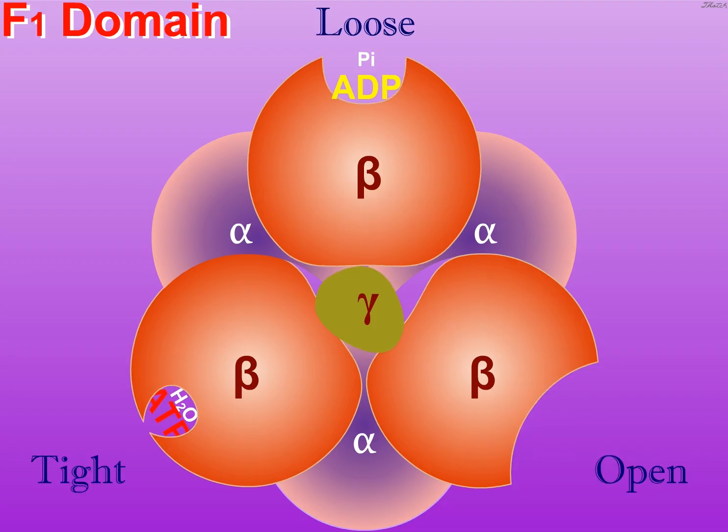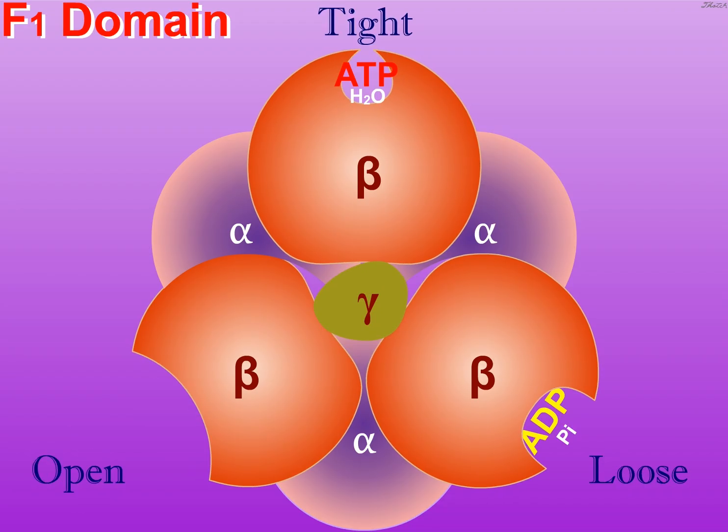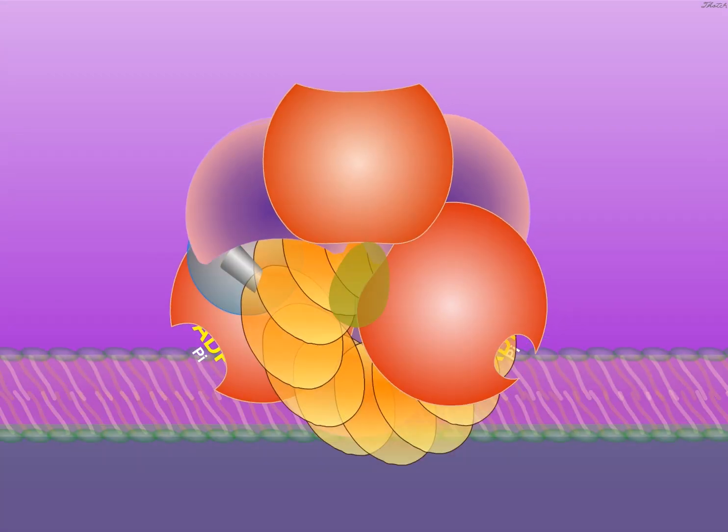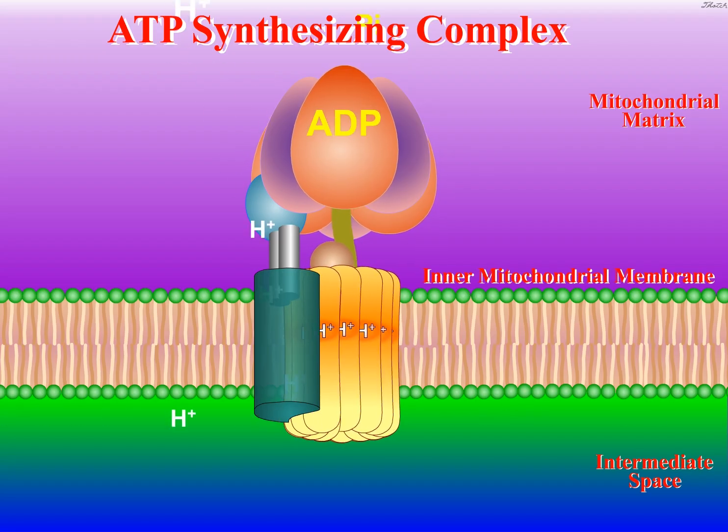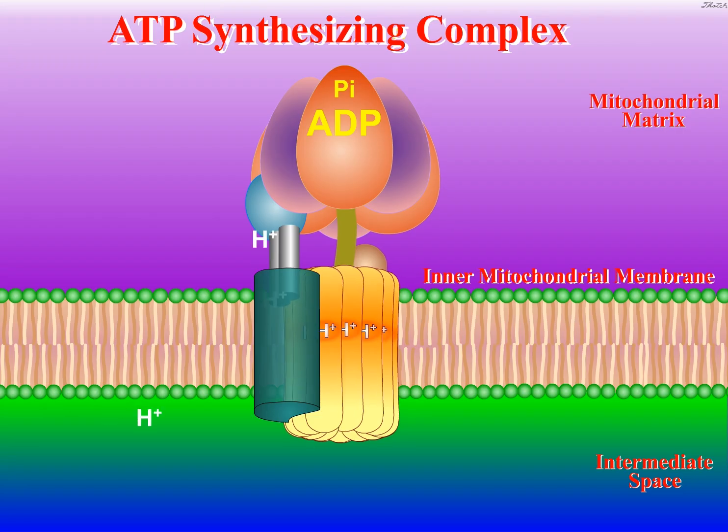Gamma acts as a rotor. As it turns with the turbine, it induces conformational shifts of the beta subunit. As gamma turns, the F1 domain pumps out ATP. Thus, metabolic energy from the hydrogen current is transferred to ATP, the primary energy currency of the cell.